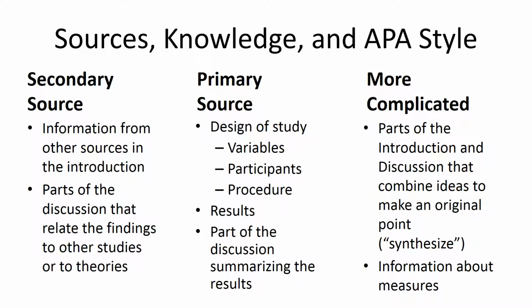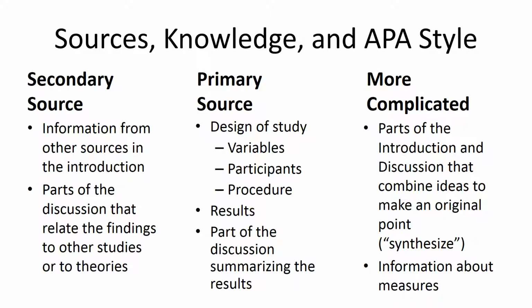When we think about what we can learn from what we read in an article, it's helpful to remember the difference between primary and secondary sources, along with what we know about APA style. One thing that creates confusion is that empirical articles are a combination of primary and secondary sources. The introduction section is primarily a secondary source, and parts of the discussion might be too.